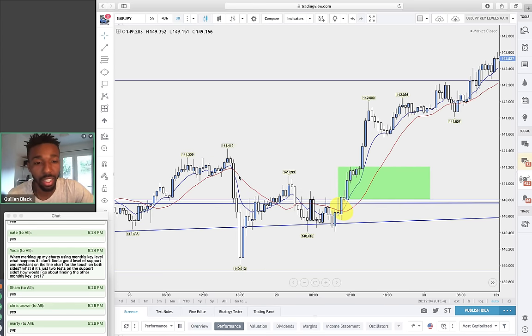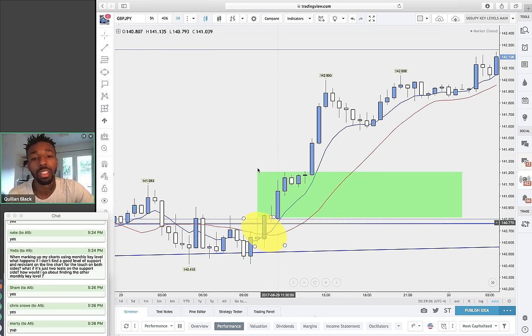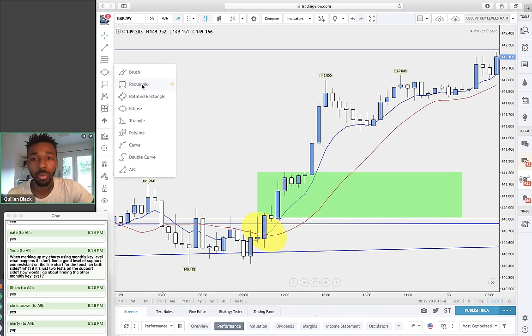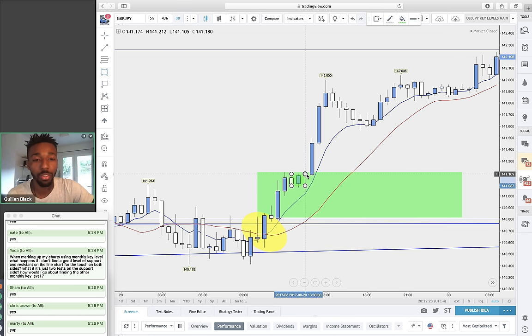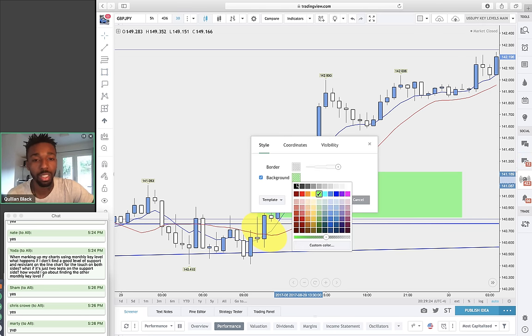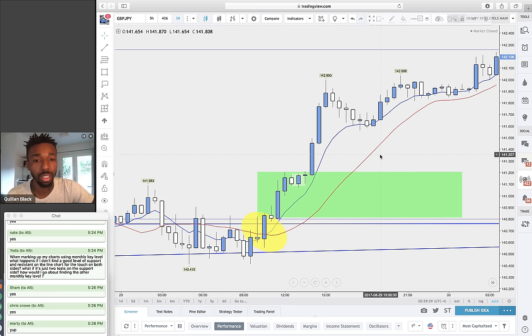So this right here is the area. And this area was the same area where the cross of the SMA and EMA was on the H1 chart. Beyond there, we had a bullish move, and even that bullish engulfing, which happened right here. Right here, you guys see it?